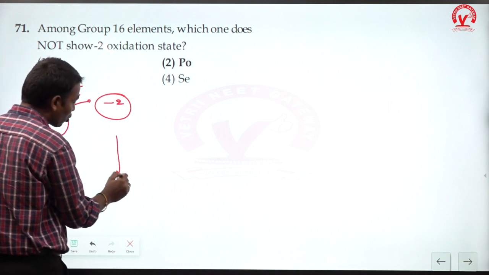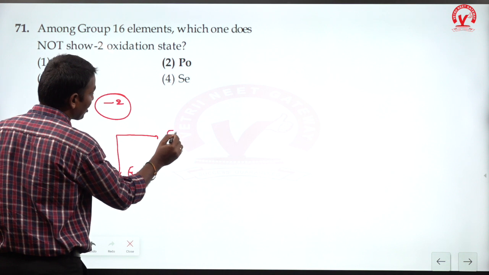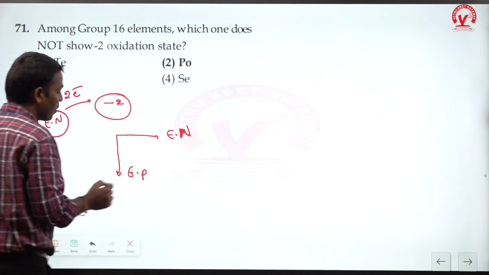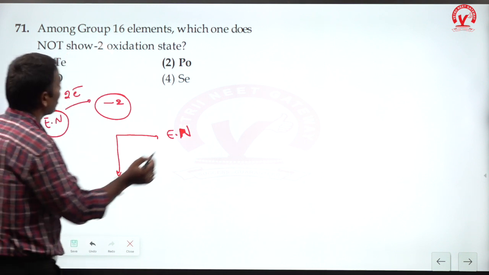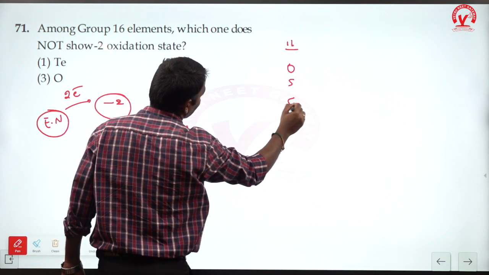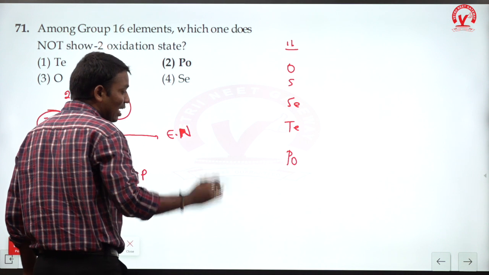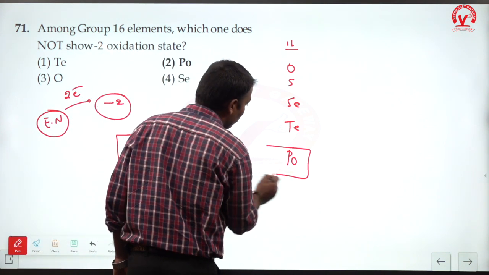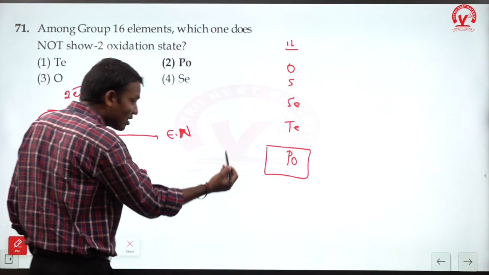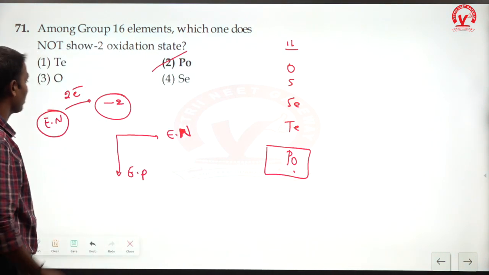From top to bottom in groups, electropositivity increases. Left to right in periods, electronegativity increases. So among the group 16 elements, that is oxygen, sulfur, selenium, tellurium, polonium, from top to bottom metallic nature increases, they cannot gain electrons, so polonium is the correct answer for this question, because with increased electropositivity it won't gain electrons. That is option 2, polonium is the correct answer, right? Then move on to the next question.